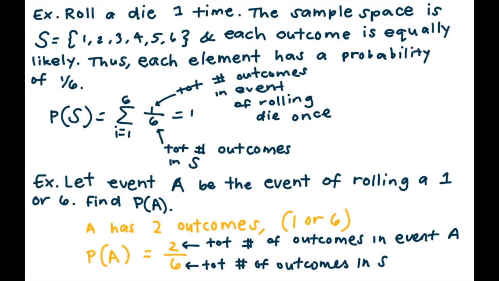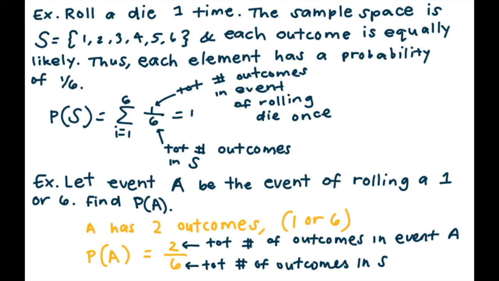The chance of rolling a 2 is 1/6. 3, 1/6. Rolling a 4, there's a 1/6 chance. If you were going to roll a 5, it's a 1/6 chance. If you're going to roll a 6, it's a 1/6 chance. So the probability of the sample space is equal to the sum of 1/6 from i equals 1 to 6, which equals 1. This should look familiar because one of the theorems we learned earlier was that the probability of the sample space is equal to 1. Looking carefully at the 1/6, the 1 represents the total number of outcomes in the event of rolling a die once, and the 6 is the total number of outcomes in the sample space S.